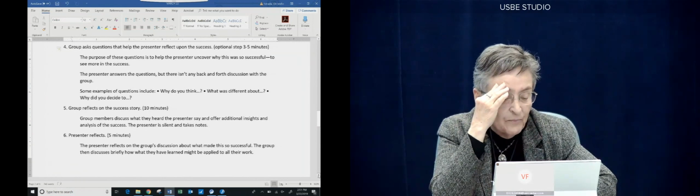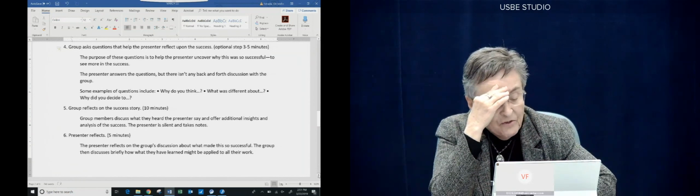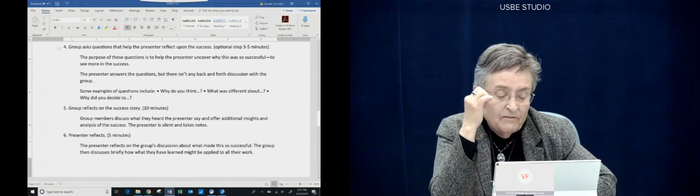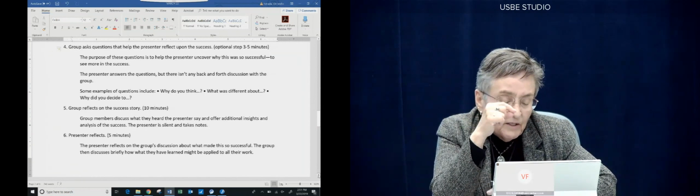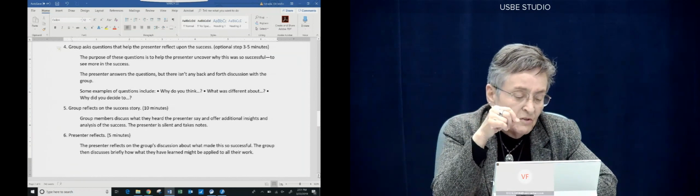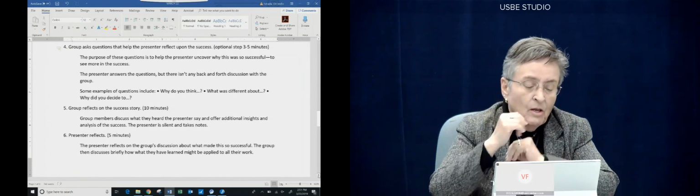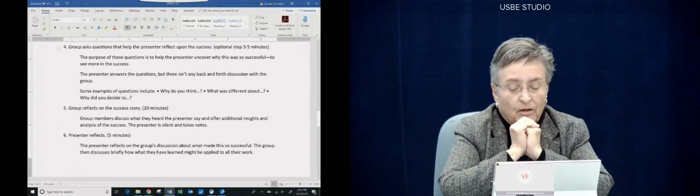Okay, so after that, the presenter reflects 5 minutes on the group's discussion about what made this so successful. The group then discusses briefly what they have learned and how it can be applied to their own work. Now, see, this is the thing that's different. The goal here is for application.